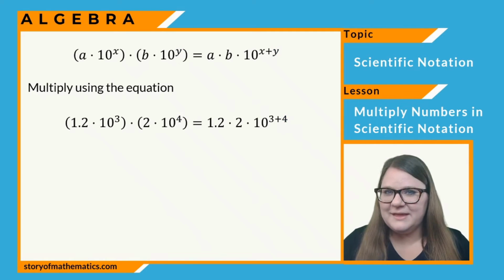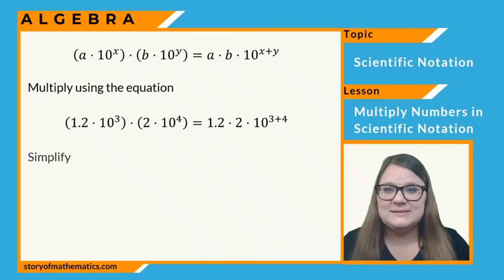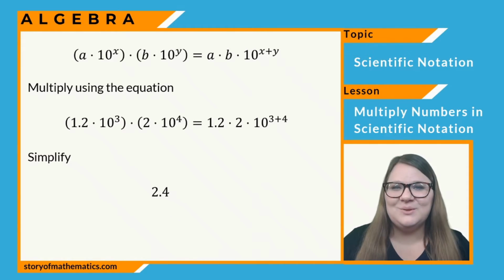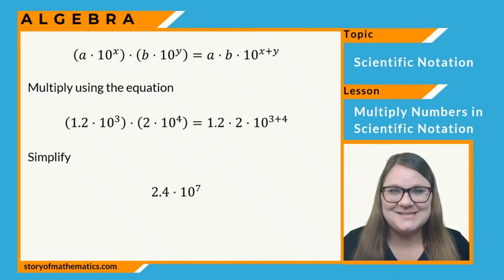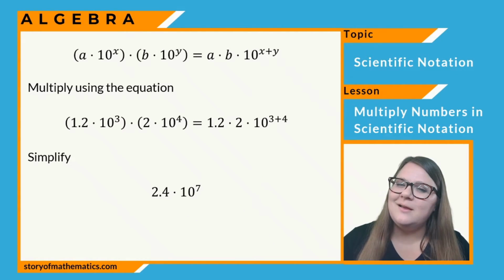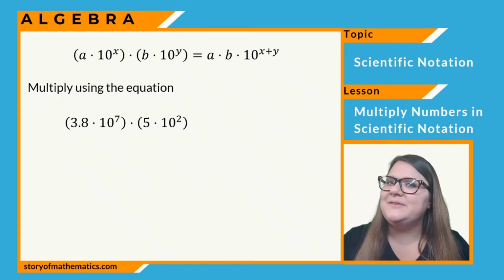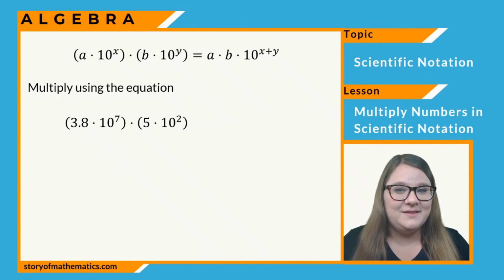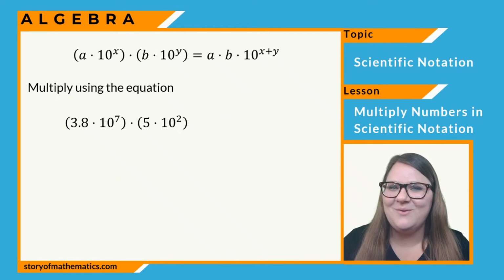So now that I have this, I'm going to be able to simplify this. 1.2 times 2 is 2.4, and 3 plus 4 in the exponent is 7. So this is times 10 to the 7th. Let's take a look at another slightly different example. In this one, I want to multiply 3.8 times 10 to the 7th by 5 times 10 squared.